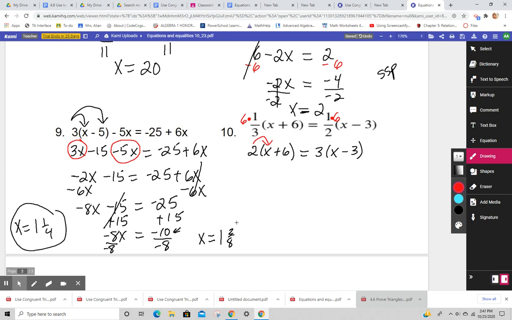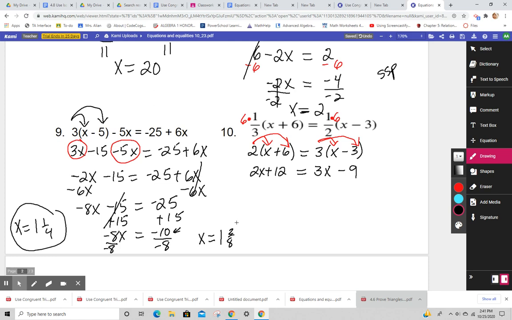We'll distribute to multiply. So 2 times x is 2x, and 2 times 6 is 12. On this side, we'll distribute and we'll get 3 times x is 3x, and 3 times minus 3 will give us minus 9. So we got rid of the parentheses by distributing.